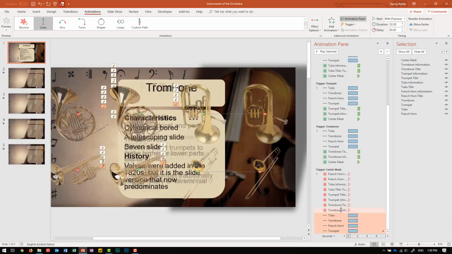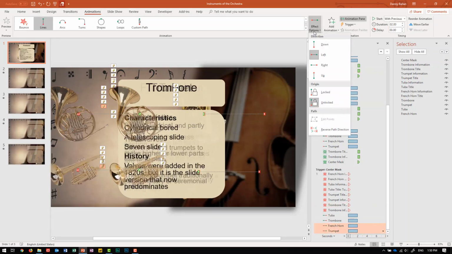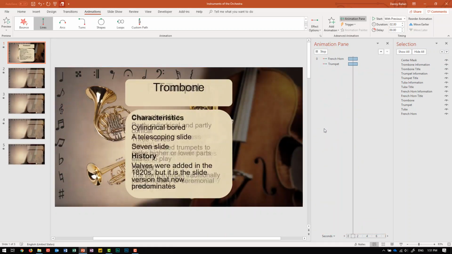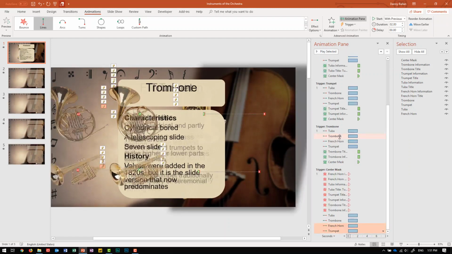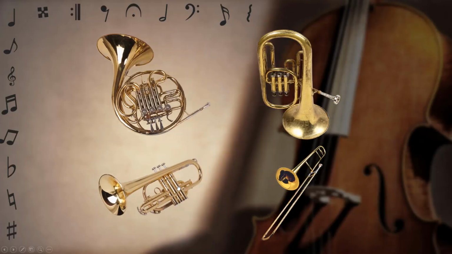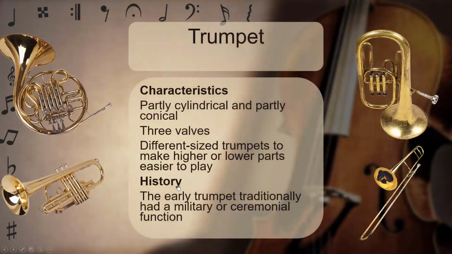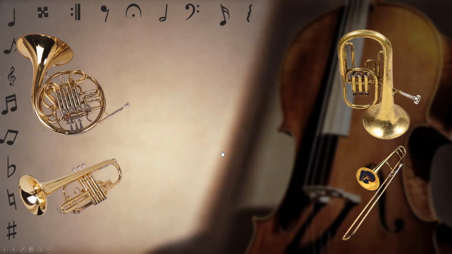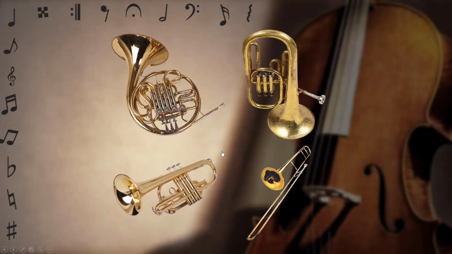Now there's a problem with the French horn and the trumpet. If we go to the effect options, we'll make them reverse. Maybe I made the mistake of not making them reverse. So now if we try that again, now when we click on the middle, we can see that the instruments come back to the middle.